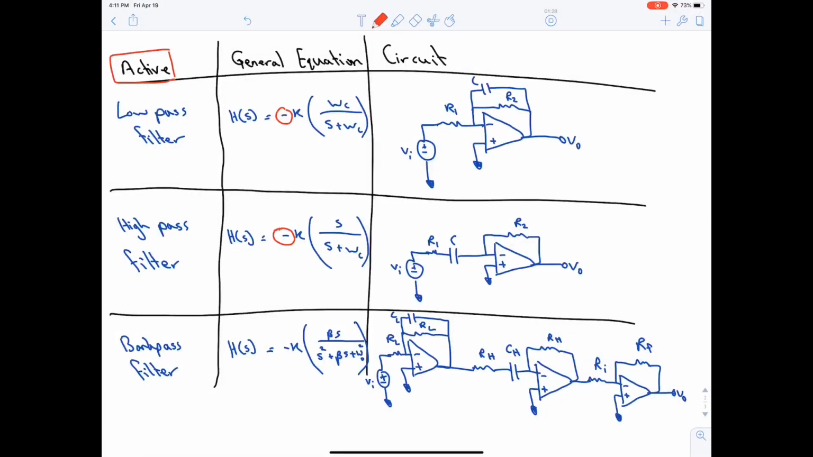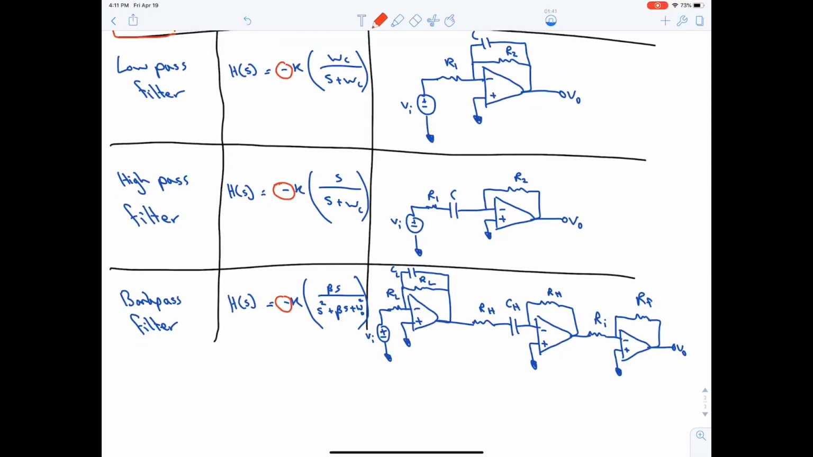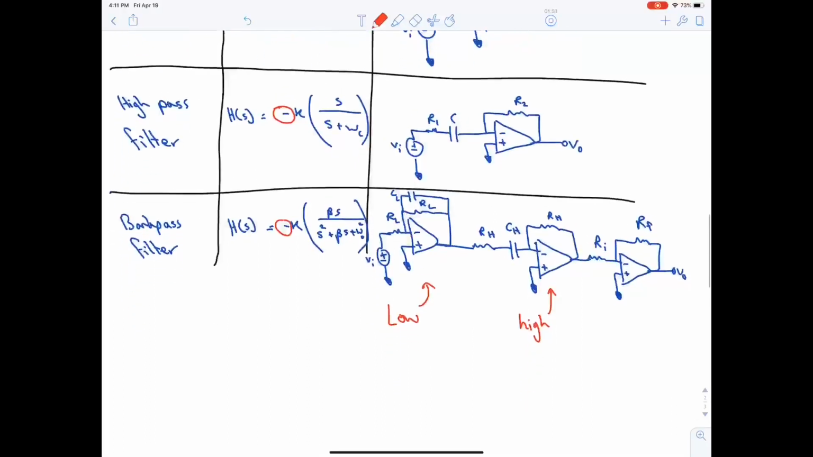Okay, for the last filter, the active bandpass filter, the general equation is still the same with the minus sign. And as we said earlier, the bandpass filter is a combination of a low pass filter and a high pass filter. And here you can see this is the active low pass, this is the active high pass, and this is a general inverting amplifier.